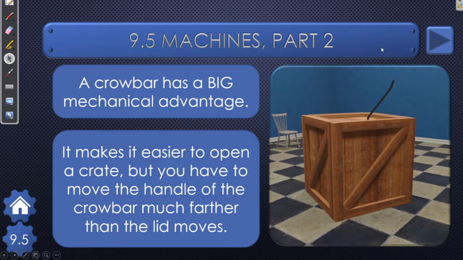So let's take a look at an example of a machine that has a big mechanical advantage, and that would be a crowbar. Imagine using a crowbar to pry open a crate. It makes it much easier to lift open the planks. However, you have to move the handle of the crowbar through a much longer distance compared to the distance that the plank moves as you pry it loose. So, you use less force to do the job, but you have to apply the force over a longer distance. This is an example of a machine that has a mechanical advantage greater than 1.